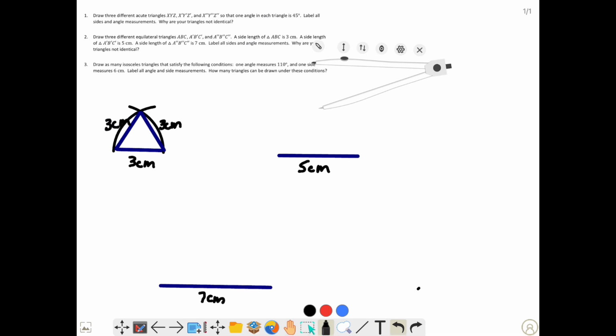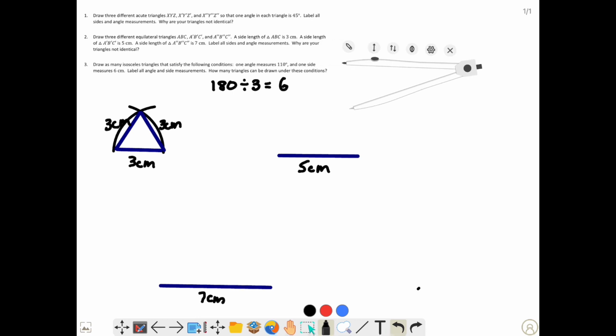We also have to figure out what the angles are. Because it's an equilateral triangle, we're going to split the angles into 3 equal parts. So each angle, when you get 180 divided by 3, is 60. And then you'll label that in your triangle.